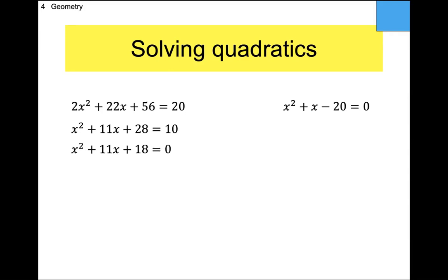Let's see, we need two numbers that multiply to 18 and add to 11. Let's see, 1 and 18, no. 2 and 9, yeah, 2 and 9. 2 plus 9 is 11. So x plus 2, x plus 9. Set both of those equal to 0, solve, and we would get -2 and -9.